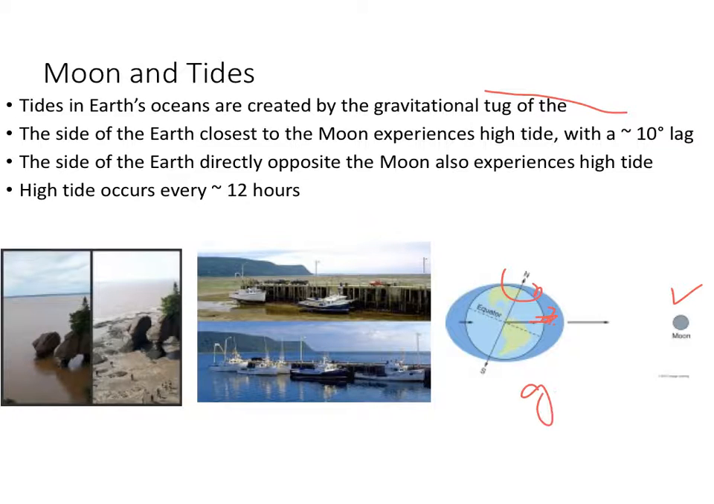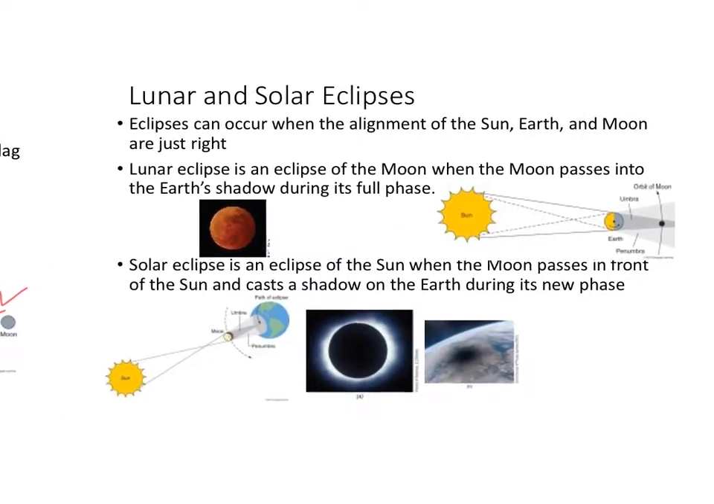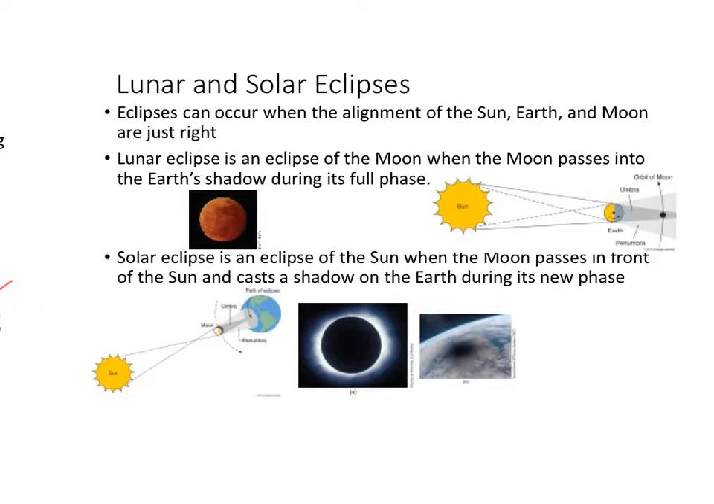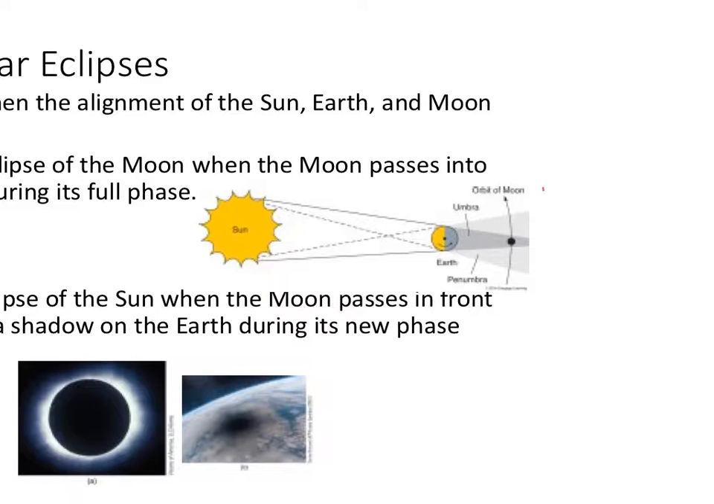And this is actually gravity, a gravitational tug of the moon onto the waters. Okay, solar eclipses and lunar eclipses. They both happen because of the way the sun, the moon, and the earth are arranged. So this one right here would be a lunar eclipse. They call it a lunar eclipse because it's the moon that's getting blacked out.